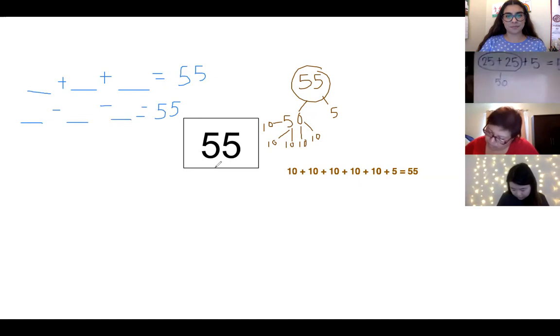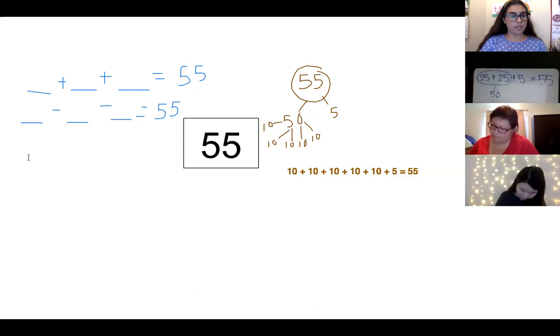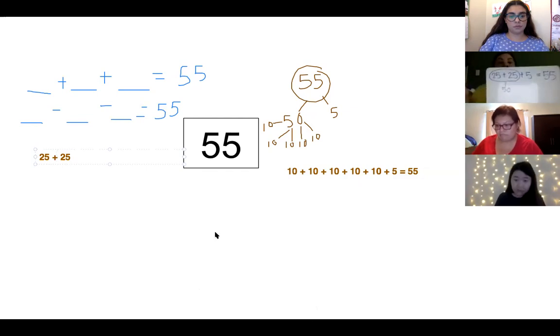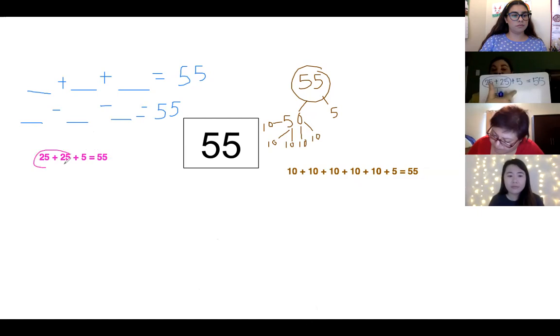So I came up with 25 plus 25 plus 5 equals 55. Wow. As in referring back to Letty using money as a way of counting, I'm thinking of 25 as a quarter. I know 25 cents plus 25 cents makes 50 cents. So in thinking of that, I know 25 plus 25 is 50, plus the last 5 will take me back to the 55.